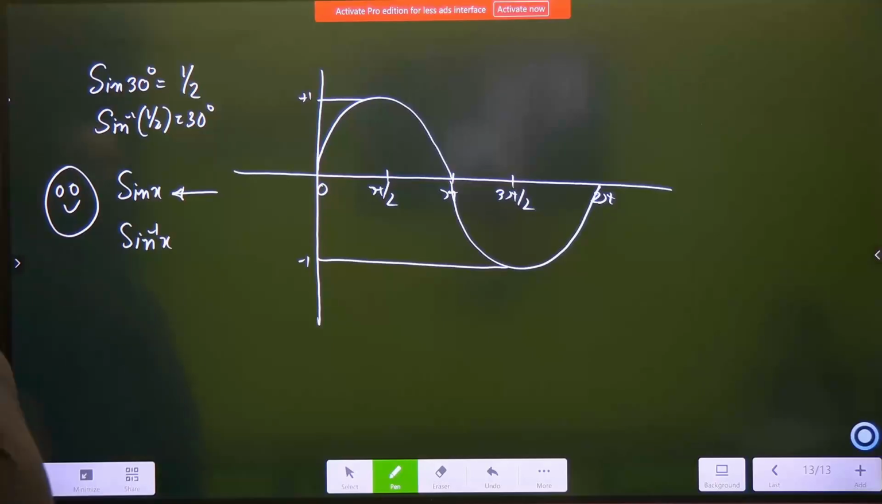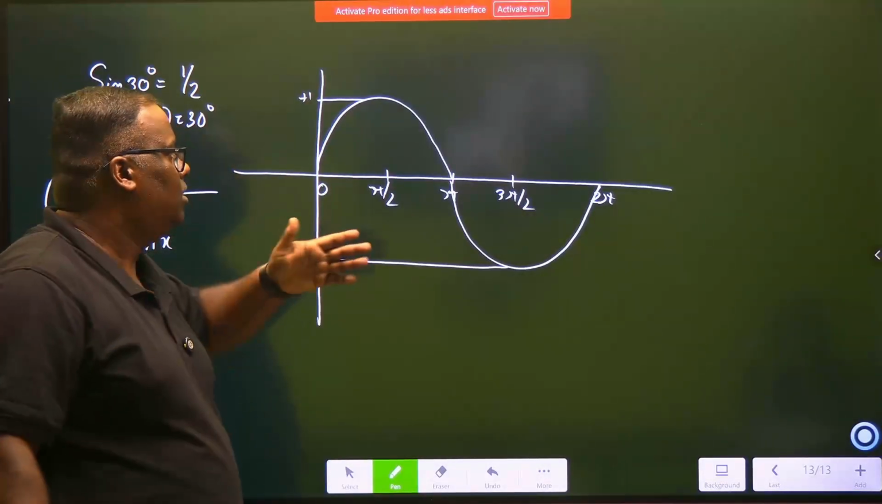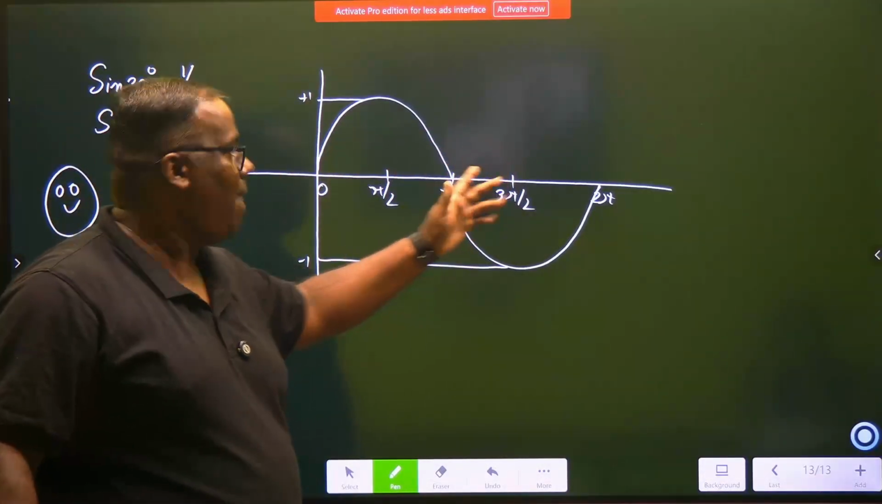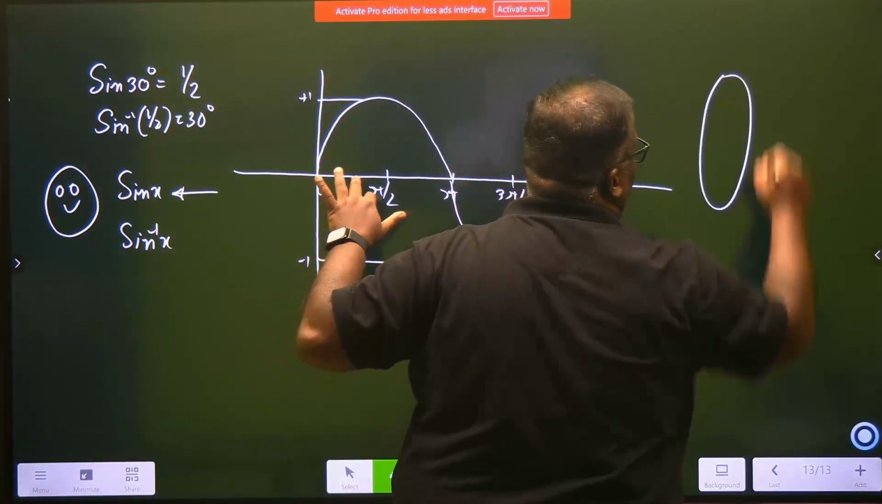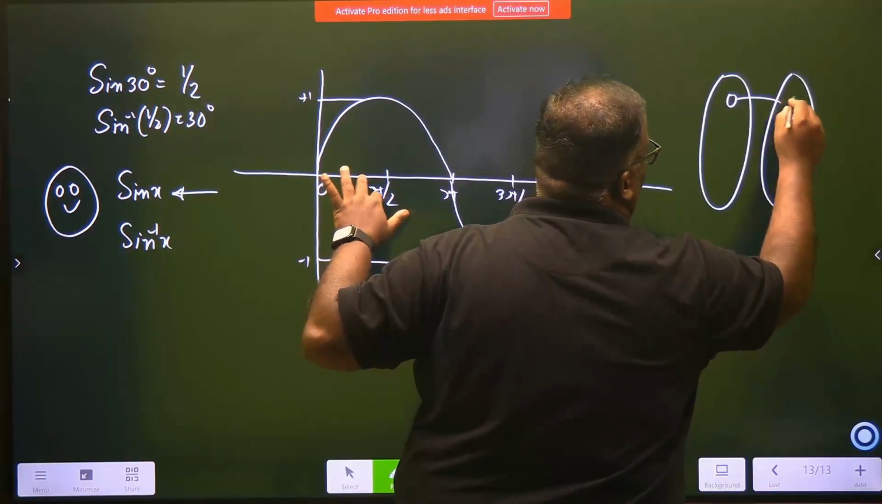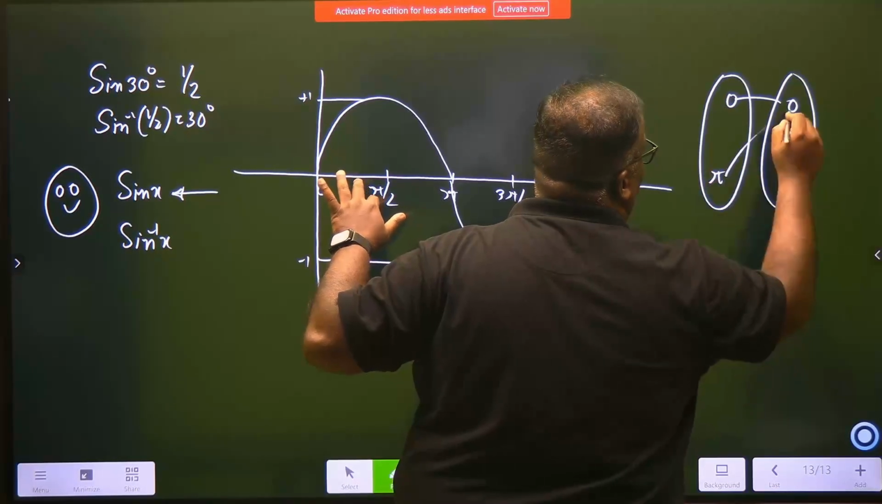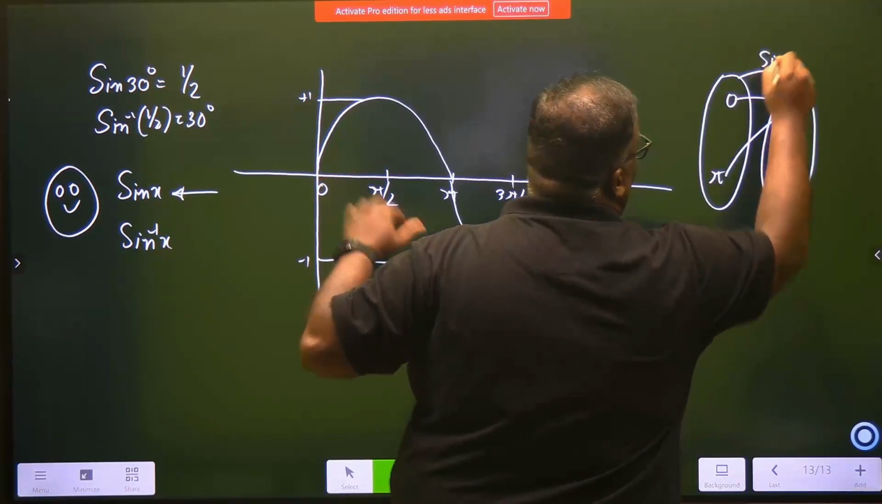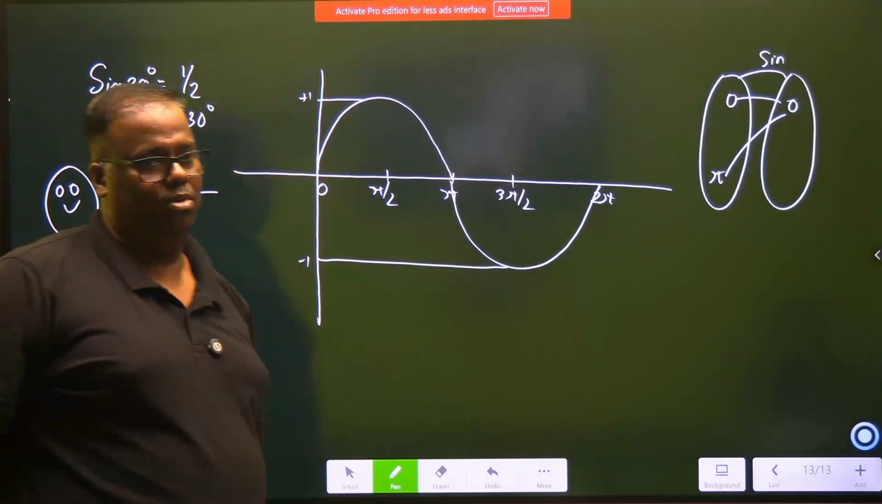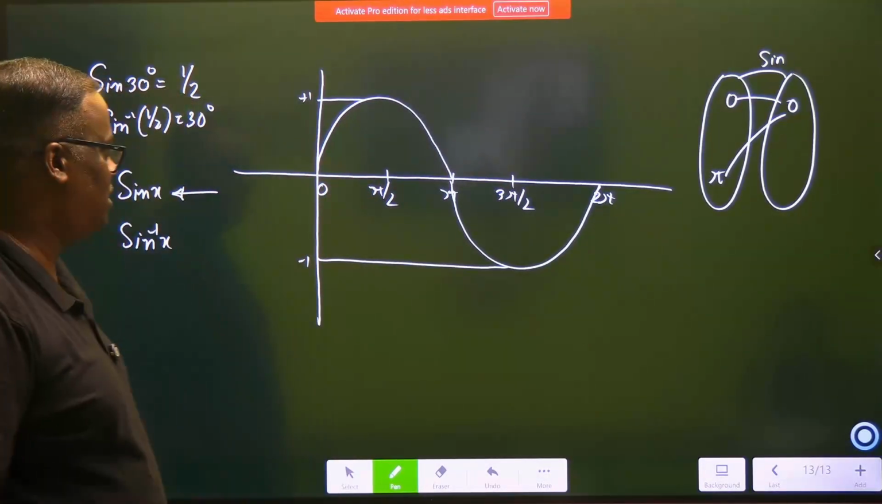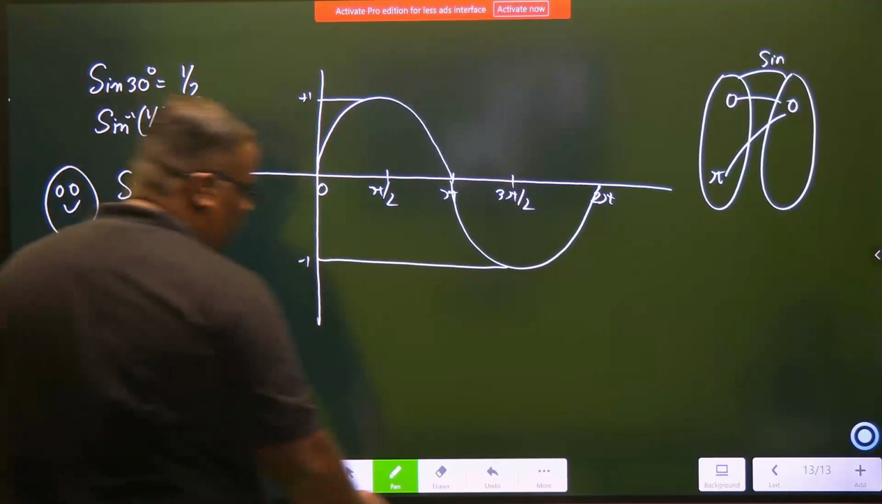Right? So now the question arises, sine is not bijective because it is not a one-one function. Because in this range, what do I see? For 0, it is 0. For pi also, it is 0. If this is sine, it's not a one-one function. It is not one-one means it is not bijective. So it can't have an inverse. But we do calculate inverse. So how do we calculate?